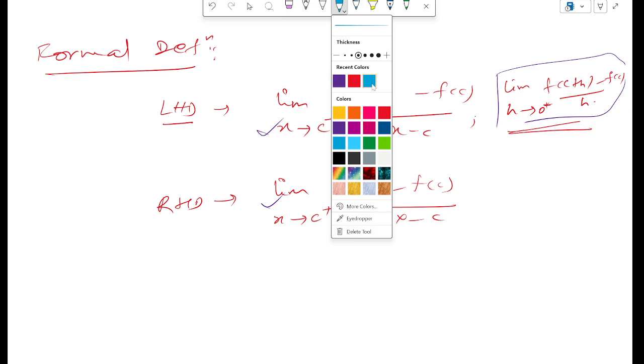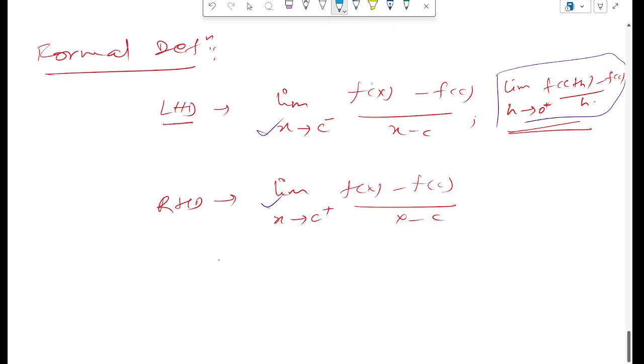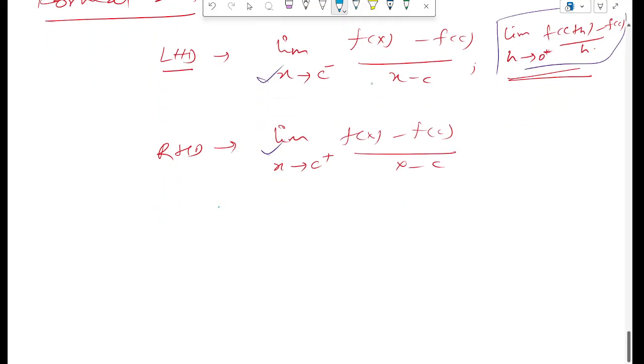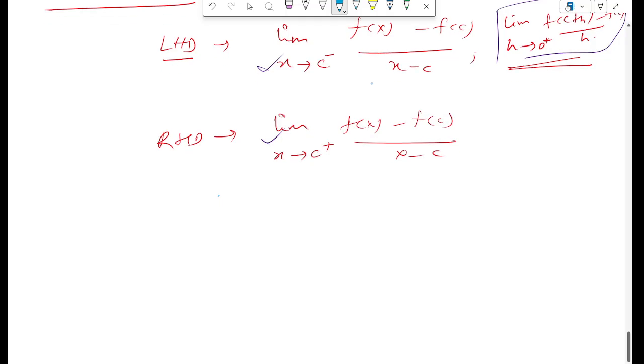Now let's see what this formula is trying to say. I just told you that differentiability is nothing but the slope of the function. We talk about the slope of that function and whether that slope exists everywhere or not. Let's see what this function says. Let's take an example, this one only.